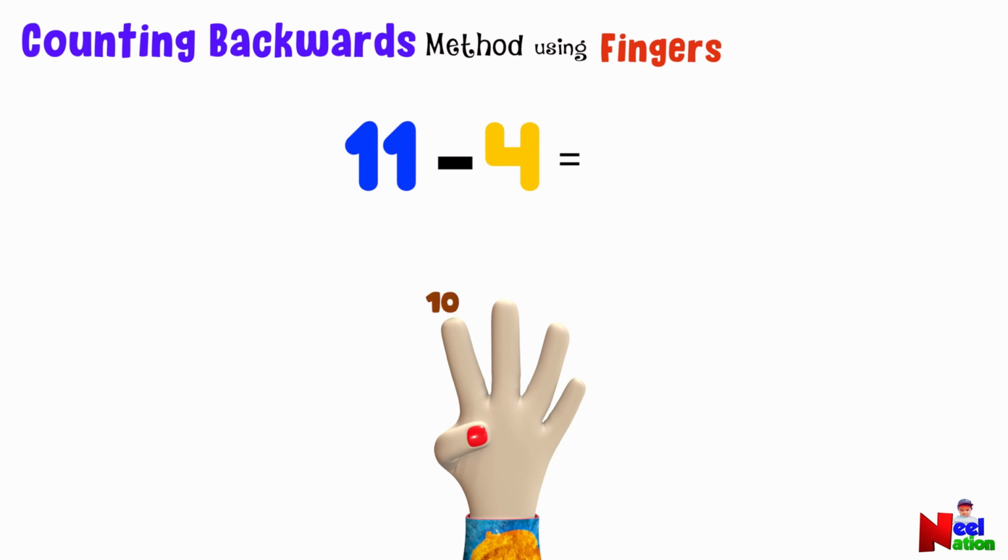So before 11, 10, 9, 8, and 7. You are correct. So 11 minus 4 is 7.